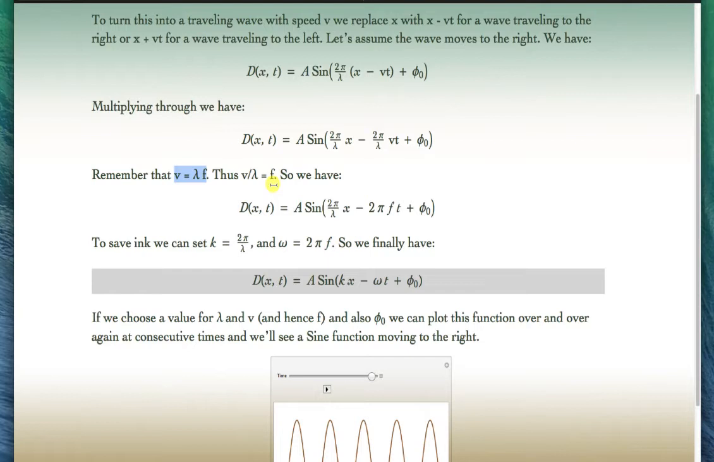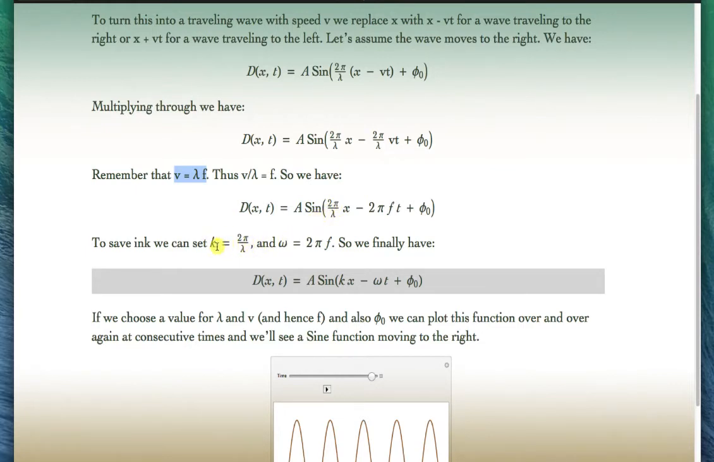Remember f is the cycles per second frequency. This is what we often call the linear frequency. So we put that in there. So we have 2 pi over lambda times x minus 2 pi times f times t. And then finally, to save chalk if you're working on a chalkboard, or save ink if you're writing on paper, we take these things, 2 pi over lambda, and we give it a new name. We just call it k.